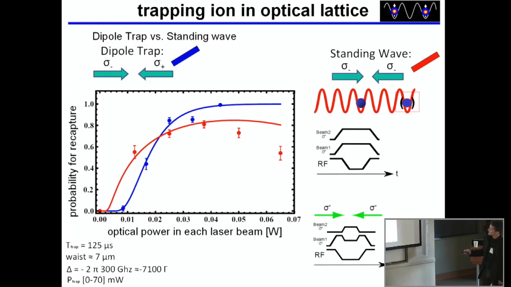And here you can see that we switched on one laser beam first, providing a dipole trap, not a standing wave, using this time to switch off the RF potential. And after the RF potential being off, we switched on the second laser beam of identical polarization, providing the standing wave. And the results we achieved are in much better agreement with the theoretical prediction we should get in our standing wave.